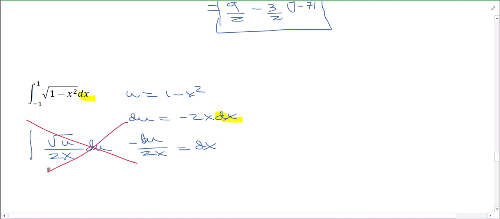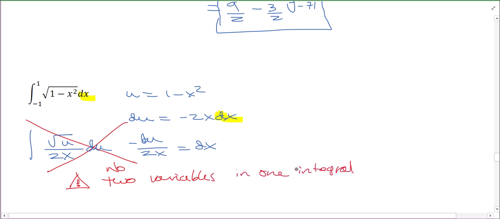So be careful about that, right? You cannot have two variables in one integral, unless one of them is a constant, like if it was pi r squared dx, and the r is a constant. So be careful about doing things like this.